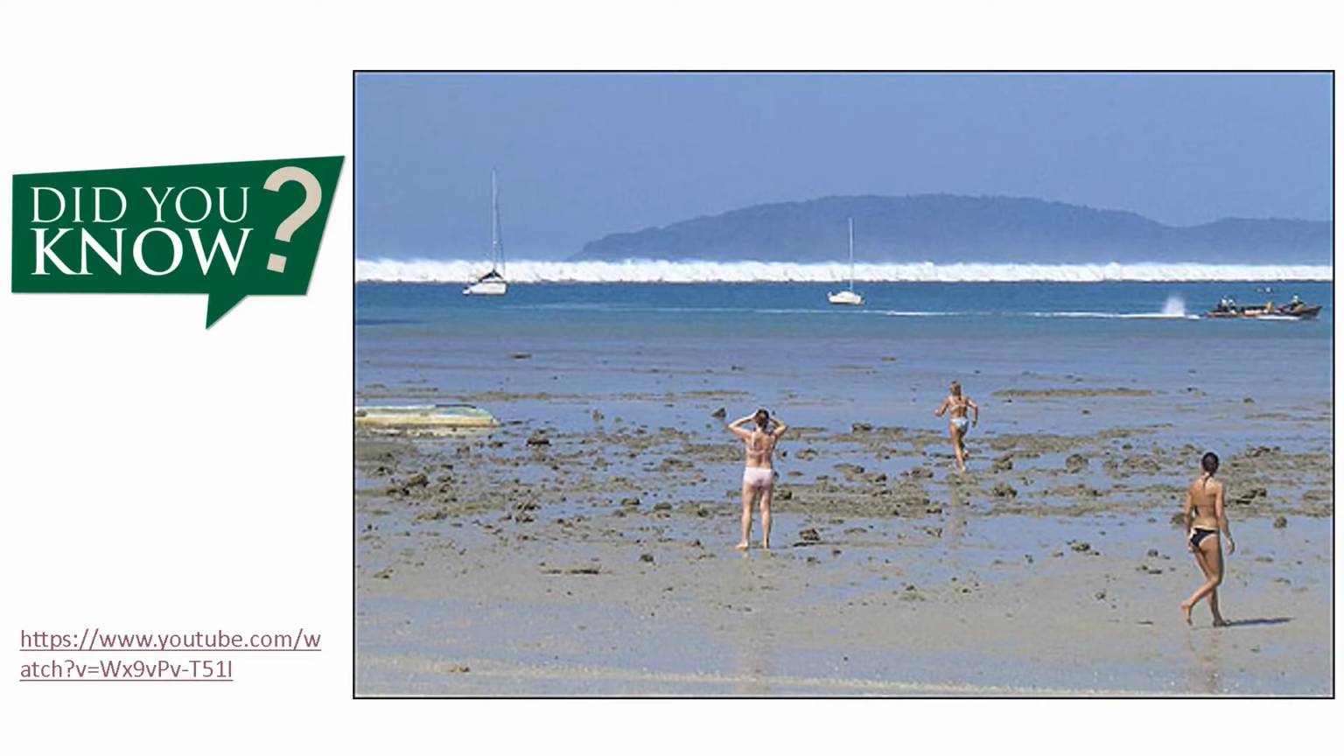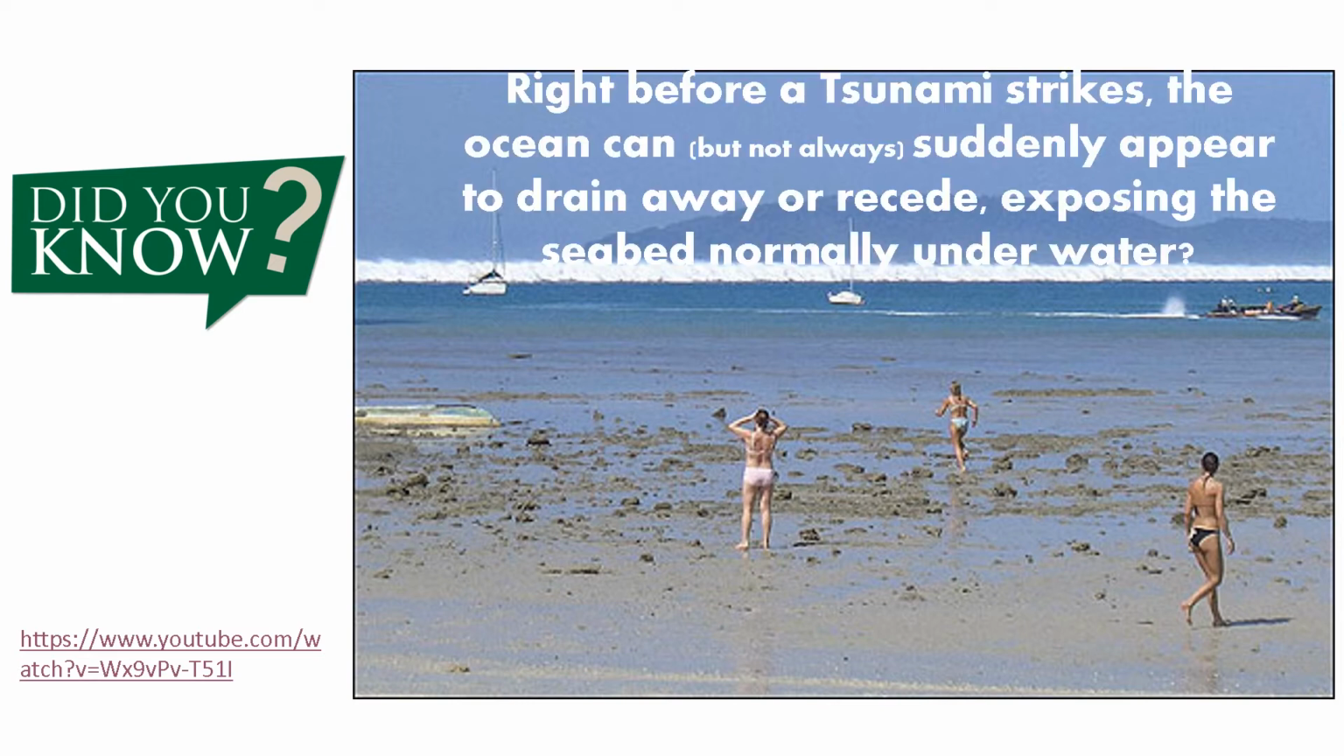Okay, what I'd like you to do is to be able to understand what happens with a tsunami. There's another YouTube video clip here. I will put the link onto Teams, so you don't have to try and come out of this and type it in. You can just click straight on that link at this point. But what's quite important is that right before a tsunami strikes, the ocean can, but not always, suddenly appear to drain away or recede. Recede means go backwards. If you think about people talking about a receding hairline, it means it's going backwards, exposing the seabed normally underwater.